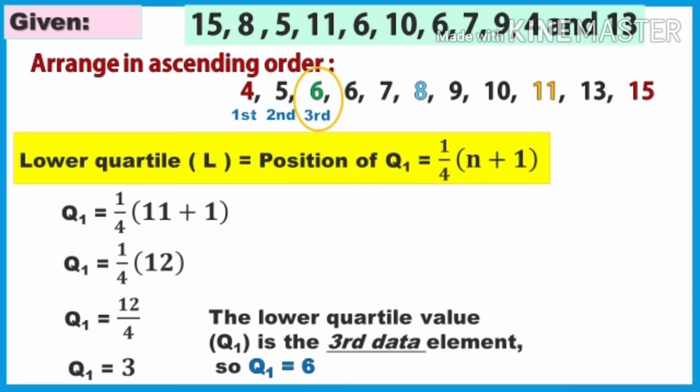Meaning that the lower quartile value is the third element. So, magbibilang tayo ng tatlong elements doon sa data. Okay, we have first, second, and third. So, the third element is 6. Therefore, our first quartile or the value of the first quartile is 6.